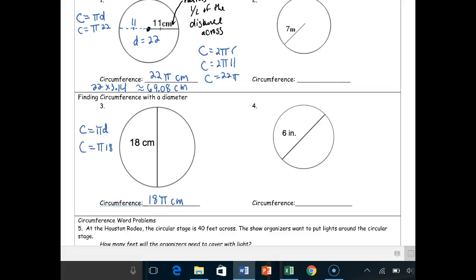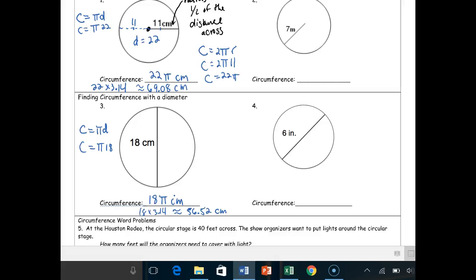Right now, if I wanted you to give me kind of a more exact answer, you would do 18 times 3.14, and that would give you approximately, a squiggly equal sign, 56.52 centimeters, right? But again, for the most part, I'm allowing you to leave pi in your answer.